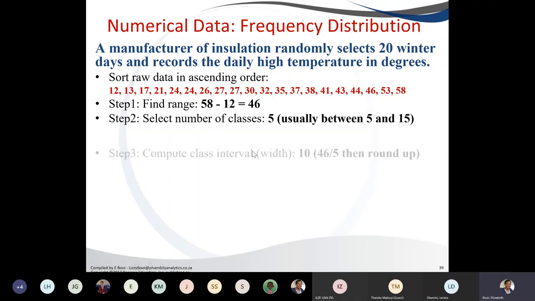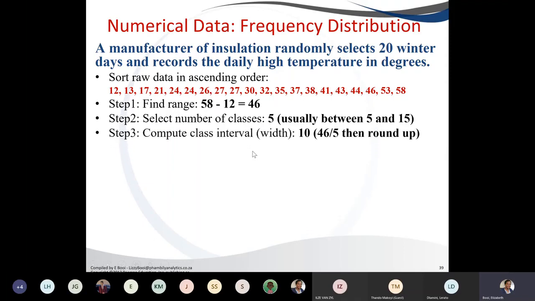So we select the 5 classes and then we compute the interval. The interval is how big the class should be. How many numbers are we going to accommodate in a class? So in this instance, it's going to create 10 as the class width, because we take the range and divide it by the classes. You will say, but then I'm saying here, round it up.